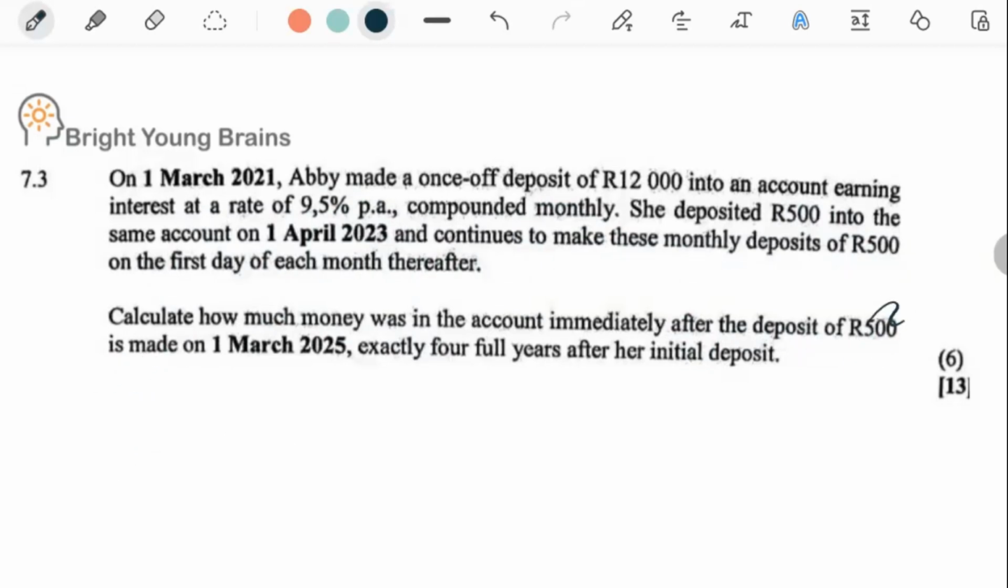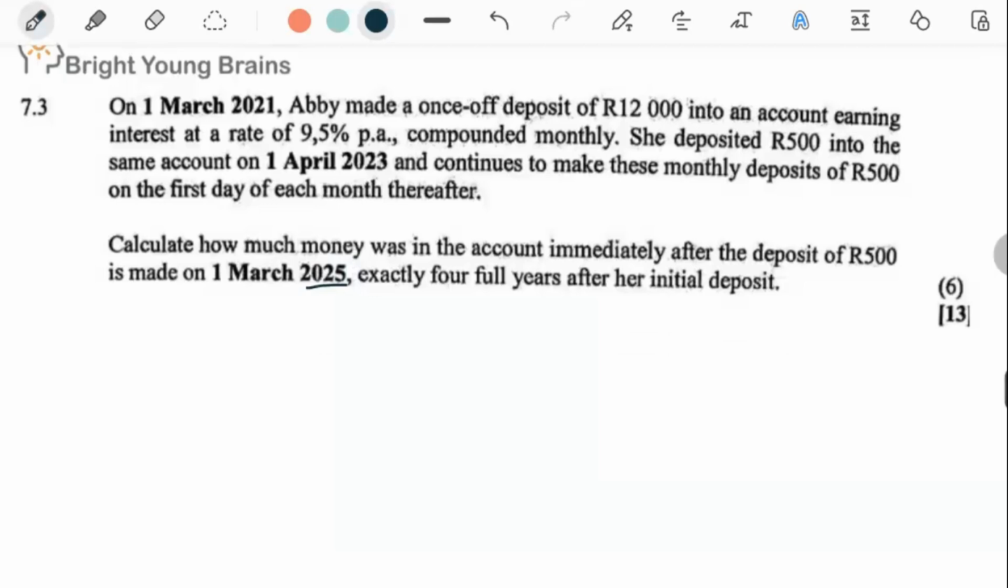Immediately after a deposit of 500 is made on 1 March 2025, exactly 4 full years after the initial deposit. Here you need to be careful because it looks as though she made a deposit in 2021 of 12,000. And then she let this amount sit for just 2 years. And then afterwards, once that amount had accumulated to a certain value, she started making monthly installments until 2025.